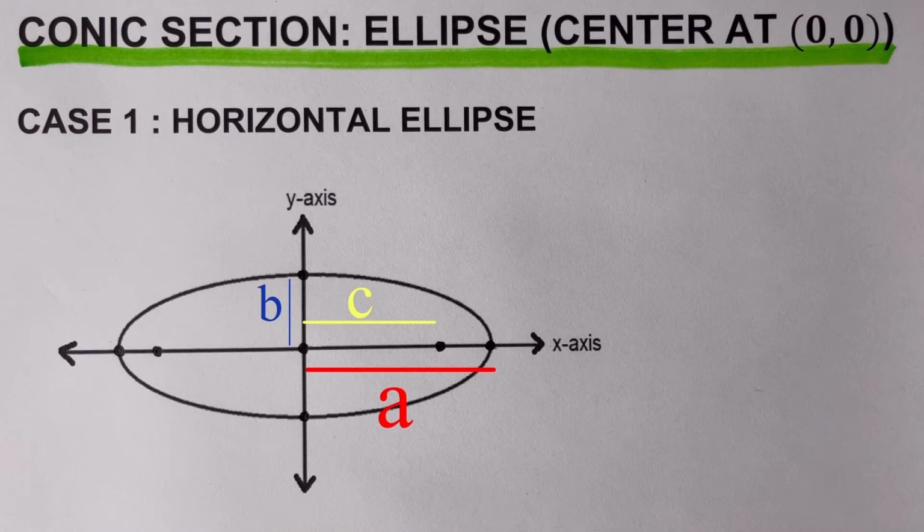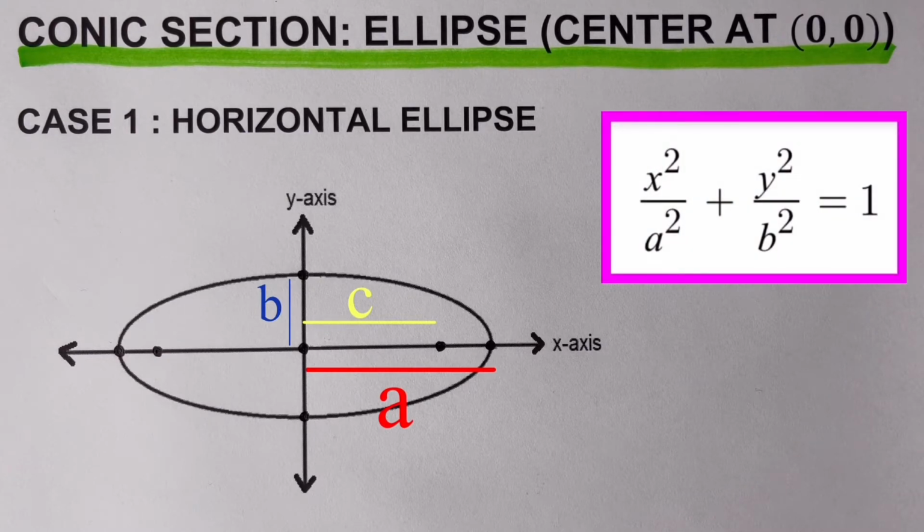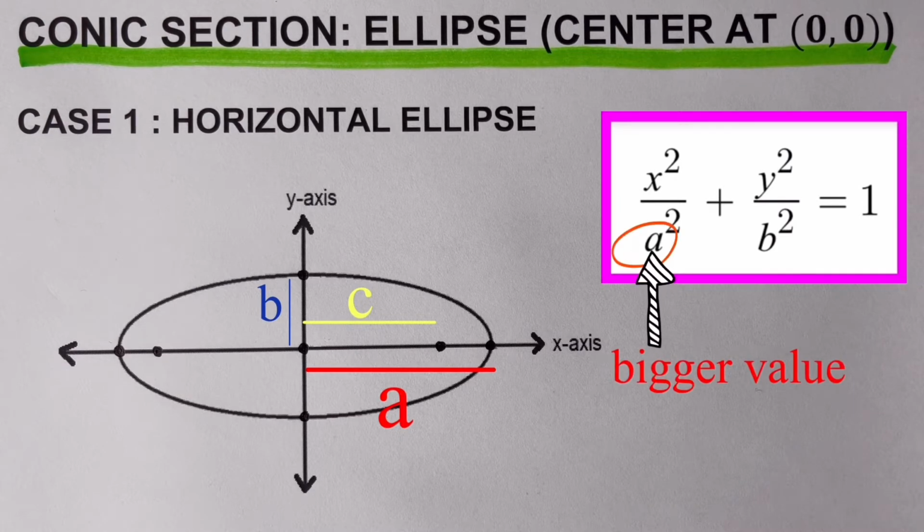Now, using these lengths a and b, we can come up with the equation of a horizontal ellipse, and that is x squared over a squared plus y squared over b squared equals 1. Notice that our a is the longer value, because this is half of the major axis, which is the longer diameter. Our a is the denominator of x squared.